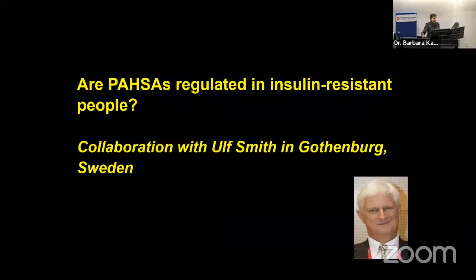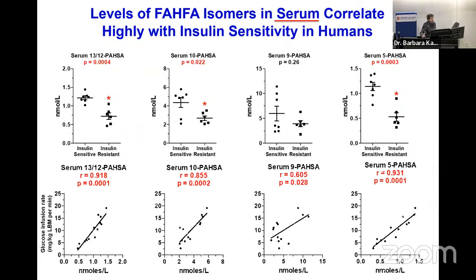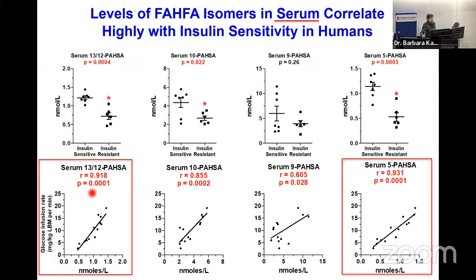So PASA is regulated in insulin-resistant people, and we collaborated again with Ulf Smith in Gothenburg, and he sent us serum from insulin-sensitive and insulin-resistant people. And you can see the FAFA isomers are reduced in serum of insulin-resistant people. And when we compared it to insulin sensitivity, again measured by euglycemic clamp, we saw some incredibly tight correlations, on the order of 0.9 for 12/13 PASA and 5 PASA, correlation between serum levels and insulin sensitivity in people.